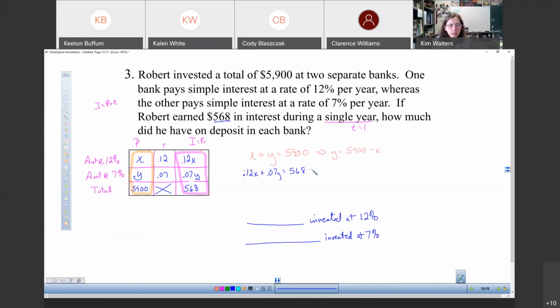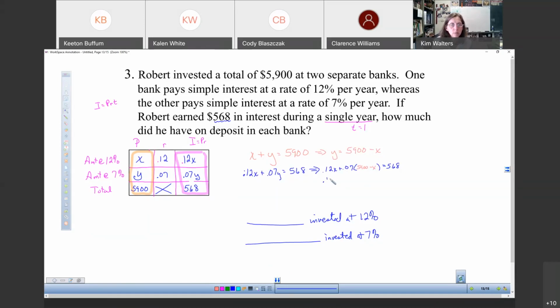The second equation then is going to be 0.12x plus 0.07 times that 5,900 minus x. And this is all going to be equal to 568. Okay. Yes, I'm getting really good answers in here. Yes, so y'all are doing great. So keep working if you'd like to.